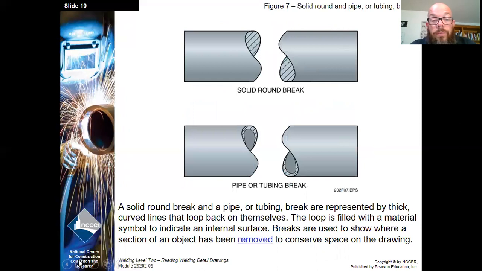A solid round break and a pipe or tubing break are represented by thick curved lines that loop back on themselves. The loop is filled with a material symbol to indicate an internal surface. Breaks are used to show where a section of the object has been removed to conserve space on the drawing. As you can see, the top being solid and the bottom being pipe or tubing, we can also see the internal surface.